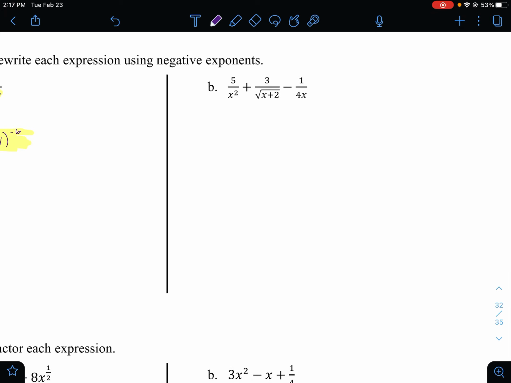For the second one, I'm just going to move everything to the numerator. If it's a variable in the denominator, we move that variable to the numerator, and whatever the exponent is becomes positive. So we get 5x to the negative 2. Don't forget this right here has an exponent of 1/2, so it becomes plus 3 times x plus 2 to the negative 1/2 power minus 1/4. Let me rewrite that. Here we go. X to the negative 1st power. And that's it.